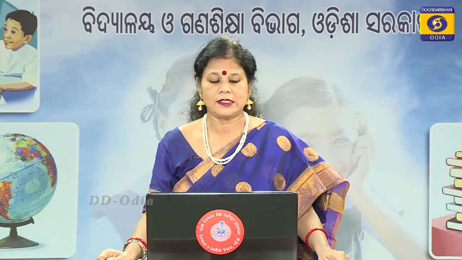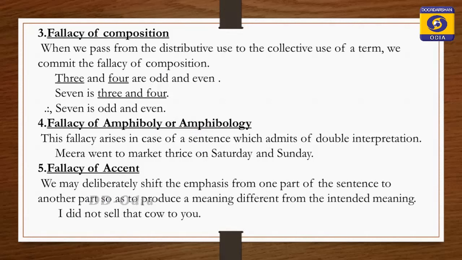Next fallacy is fallacy of amphiboly or amphibology. So, students, this fallacy arises when a sentence is used ambiguously. That means, a sentence does not have a fixed meaning, a sentence does not have a particular meaning, rather it has more than one meaning.